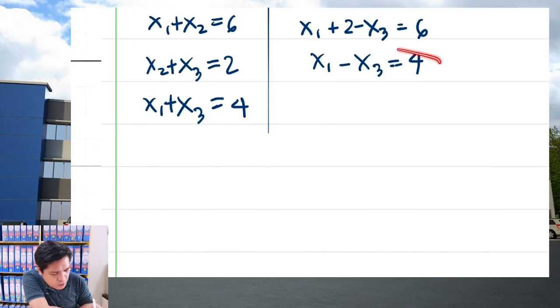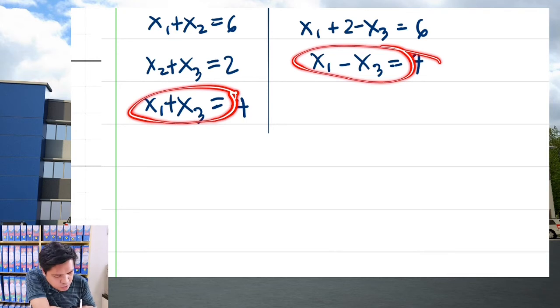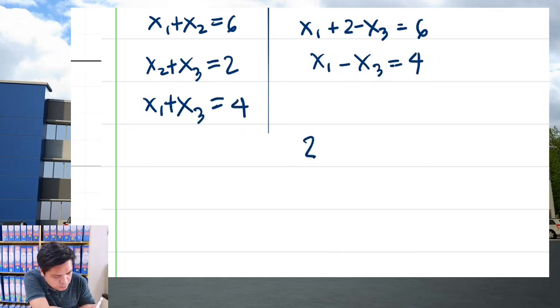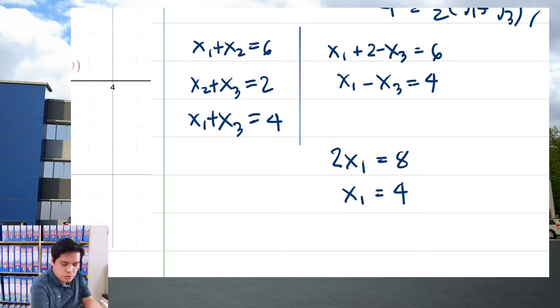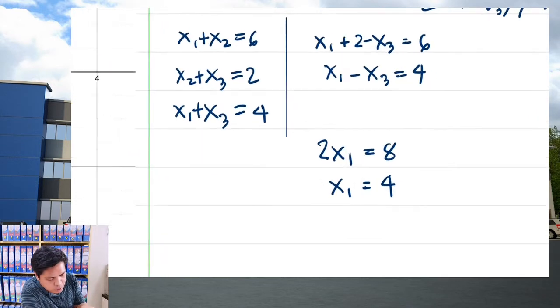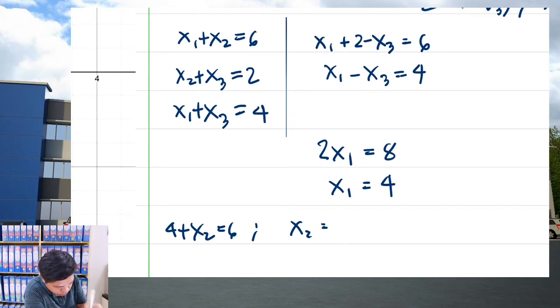Now, if you compare this to this equation, pwede natin silang i-add na lang, di ba? Pag i-add natin sila, maka-cancel out yung x3. So let's do that. So that would be 2x1, then negative x3 plus x3, that's 0, then 4 plus 4, that's 8, equal to 8. So therefore x1 is equal to 4. So if x1 is equal to 4, we can now solve for x2. Okay, how about x2? 4 plus x2 is 6. So therefore x2 is equal to 2.